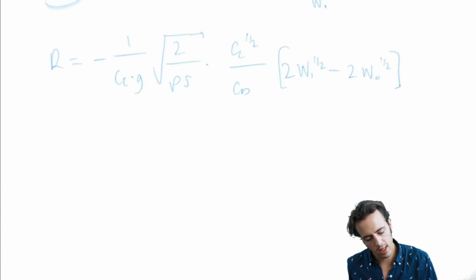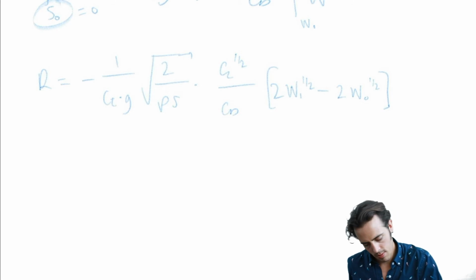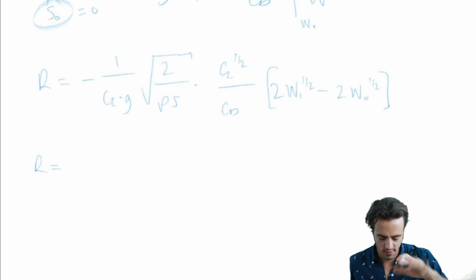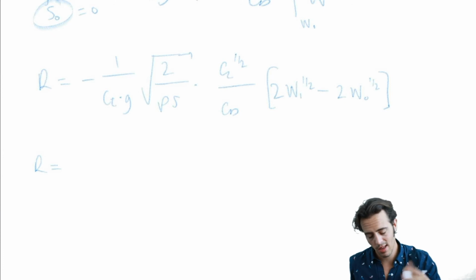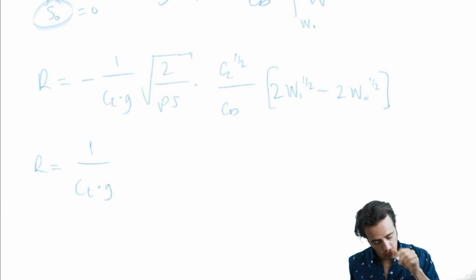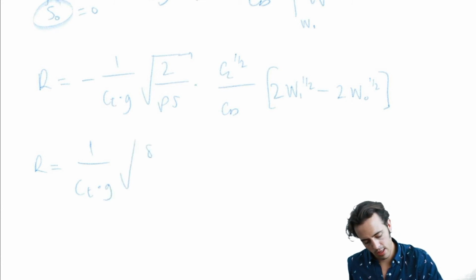Okay, and I can just tidy this up a little bit. I'm going to say that my range is equal to, I've got a minus sign here and I've got a minus sign here. So let's just flip the terms in the brackets and we'll write it as a positive quantity. I'm also going to take the 2 out of the brackets and put it into the square roots.